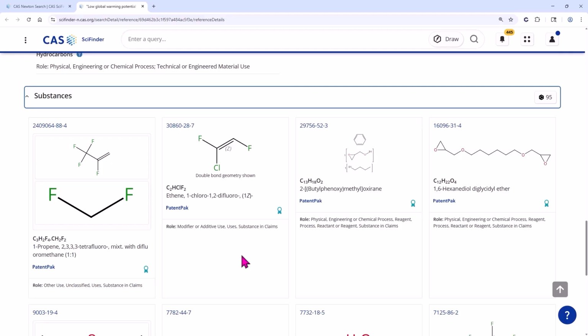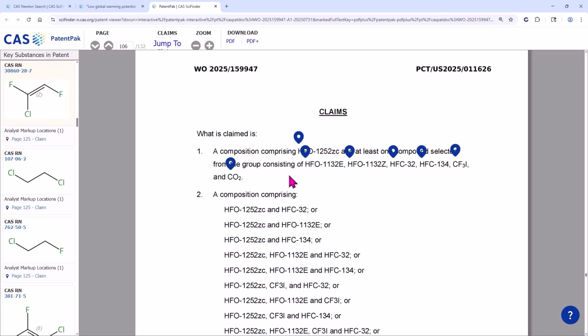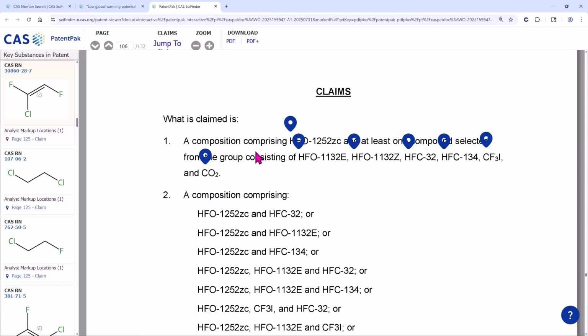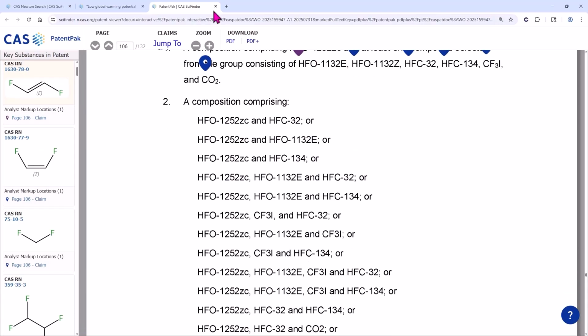Now, of course, because we are now in the more manual navigation in the bibliographic record, I have the capacity to open up this patent record via the patent pack link, where I can learn more about the HFOs that Newton found and the blends that it described for me. I can see that it is indeed talking about compositions comprising these various HFOs or HFCs, and we have links to those specific registry numbers where we can learn more about them if we want to, and of course, explore further about this patent record.